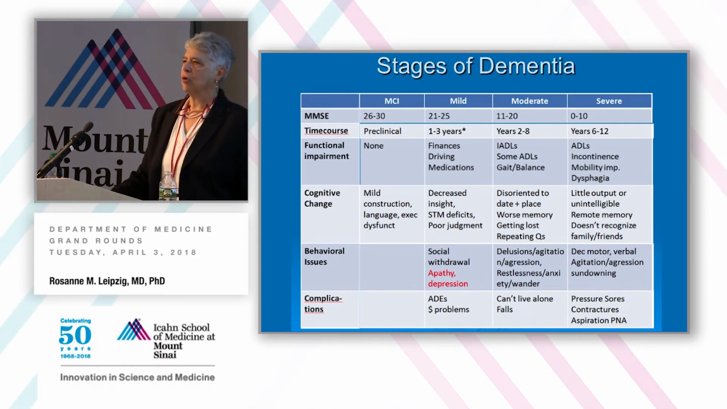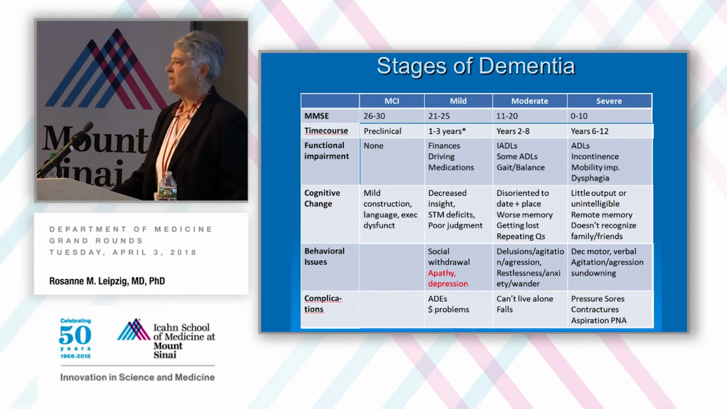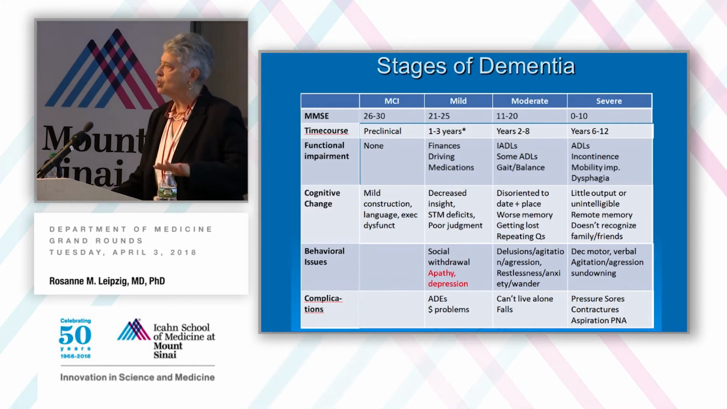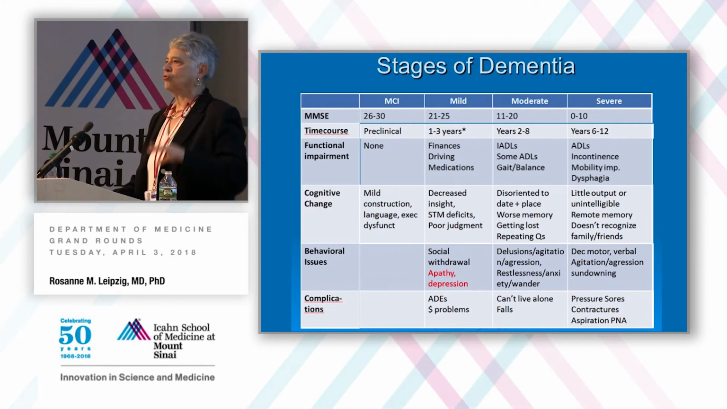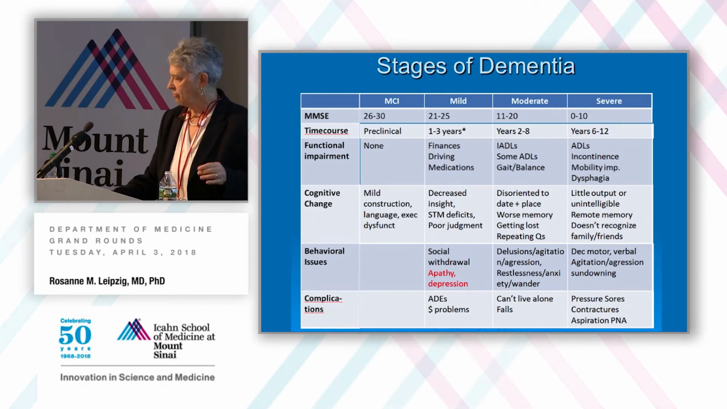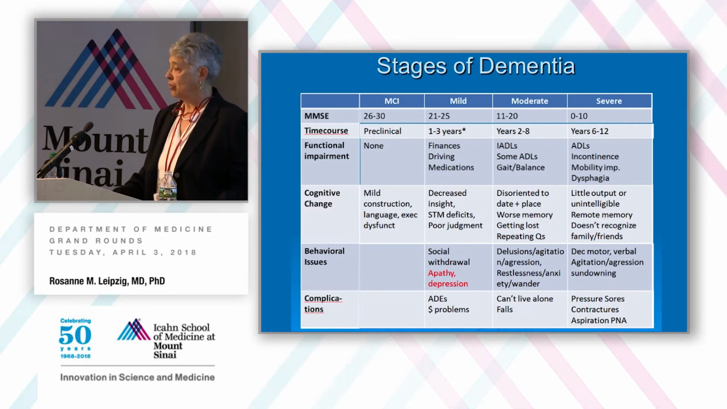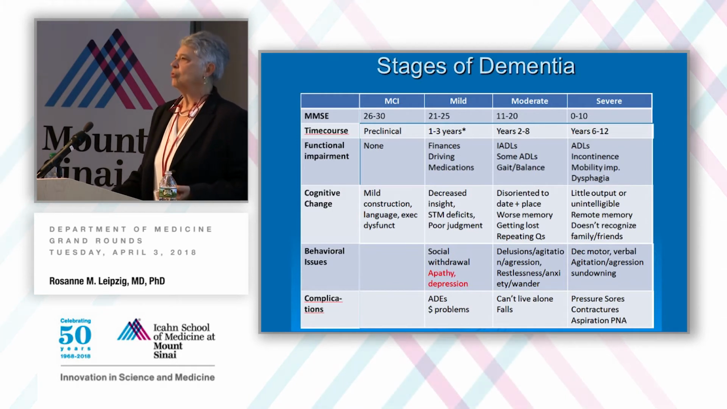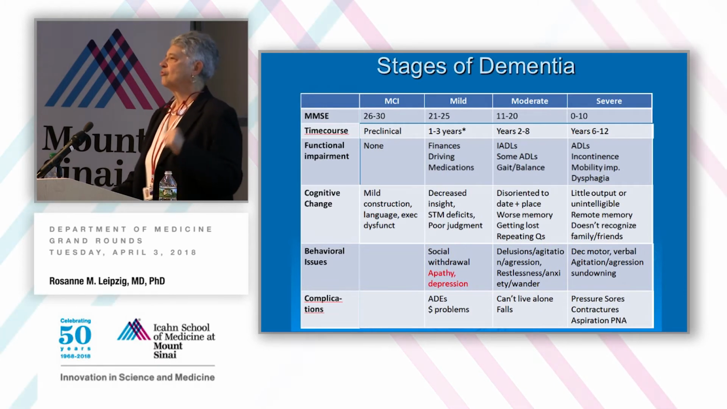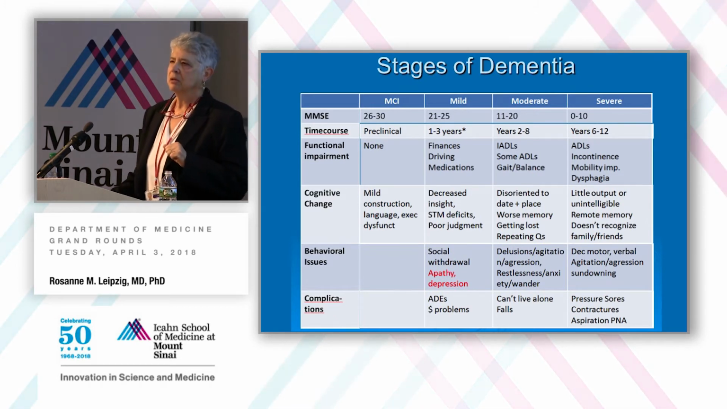Mild, you get trouble with drugs, adverse drug reactions, because the brain is much more sensitive to medications, being old to begin with. And then with dementia or stroke or Parkinson's, any structural change in the brain, you become even more sensitive. You can't live alone, falls, and then over here you get the pressure sores, the contractures, and the aspiration pneumonia. And remember, of those people who ended up with severe dementia in that study, only a third of the families had been told what to expect. Okay?